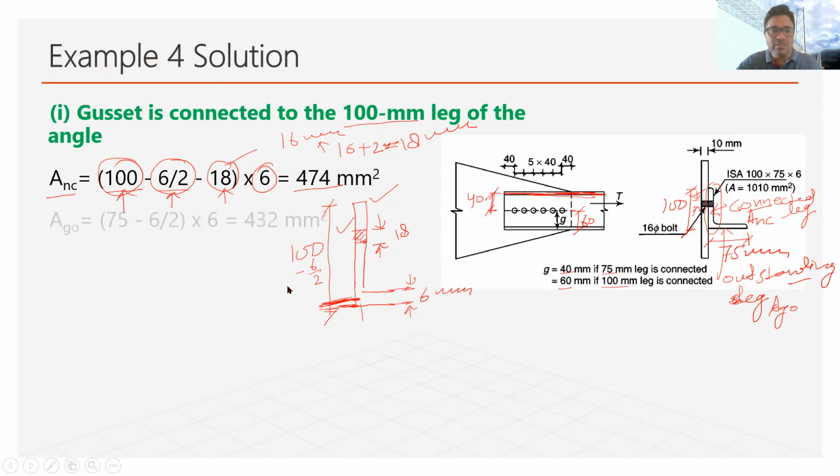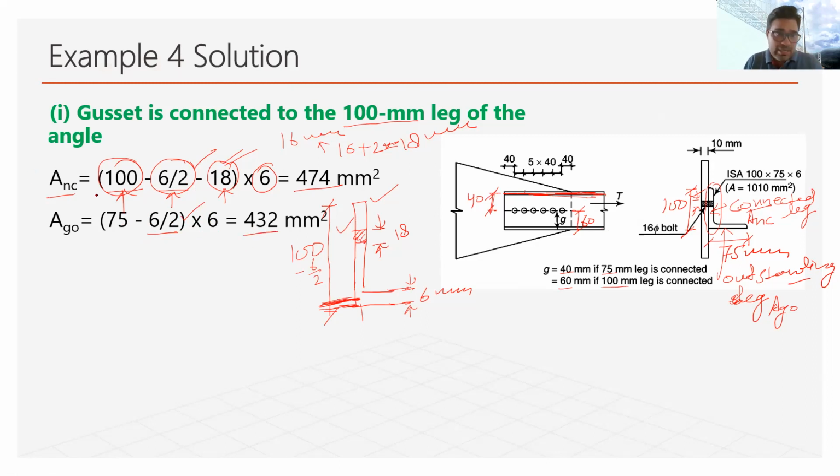Similarly, we will find out the gross area for the outstanding leg. In the outstanding leg also you can see I have deducted half of the thickness. So half of the thickness will be deducted from ANC and from AGO. And then as there is no hole, as in the case of ANC, we will consider this and it will be multiplied by 6. So this is the AGO.